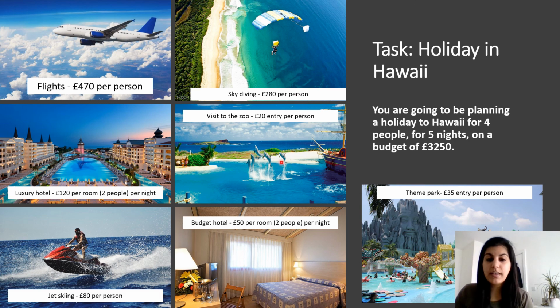You could visit this zoo, which is an entry of £20 per person. You could go jet skiing, which is £80 per person. Or you could go to a theme park, which is an entry of £35 per person. So you need to decide, do you really want to go for the luxury hotel and maybe have fewer activities to do, or are you happy to stay in a simpler hotel and do as many activities as possible? Remember, there are 4 people that are coming and you need accommodation for 5 nights.